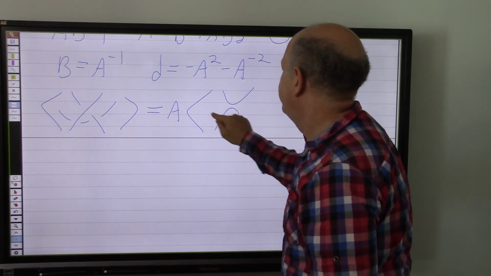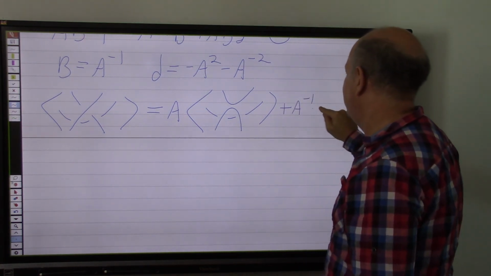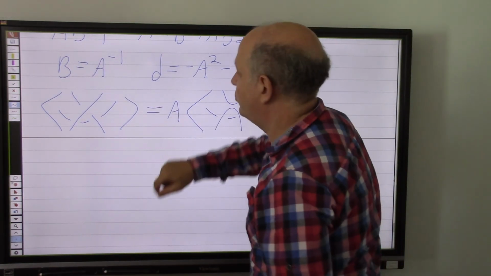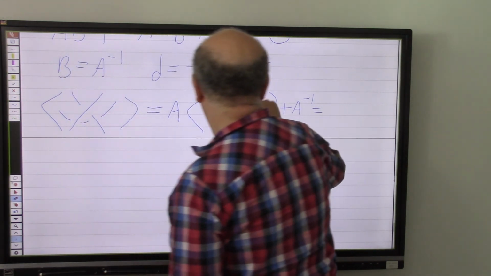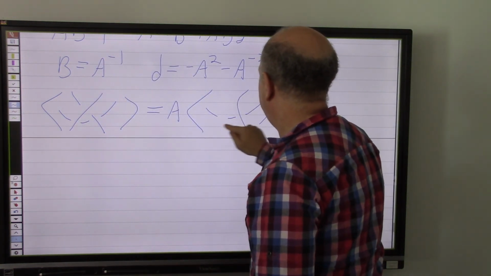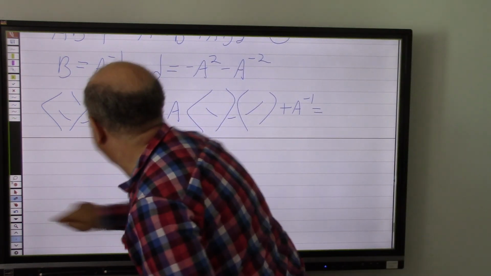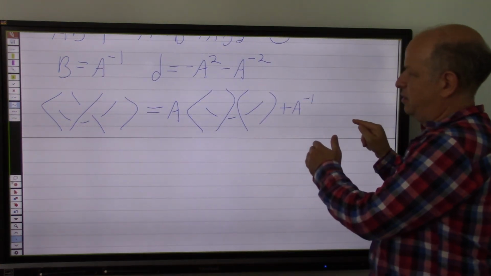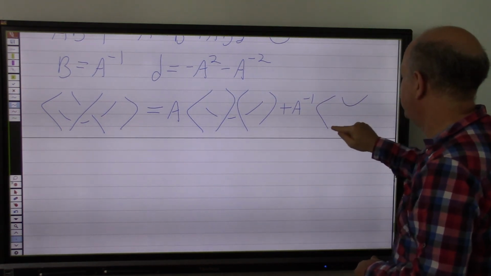It's this picture. Plus A inverse, well, I should have... The zero smoothing is the other way. No, oh, you're right. It actually doesn't matter, but you're right. So this is the zero smoothing plus A inverse times the one smoothing. The one smoothing is the picture I just drew before, so it's this picture.